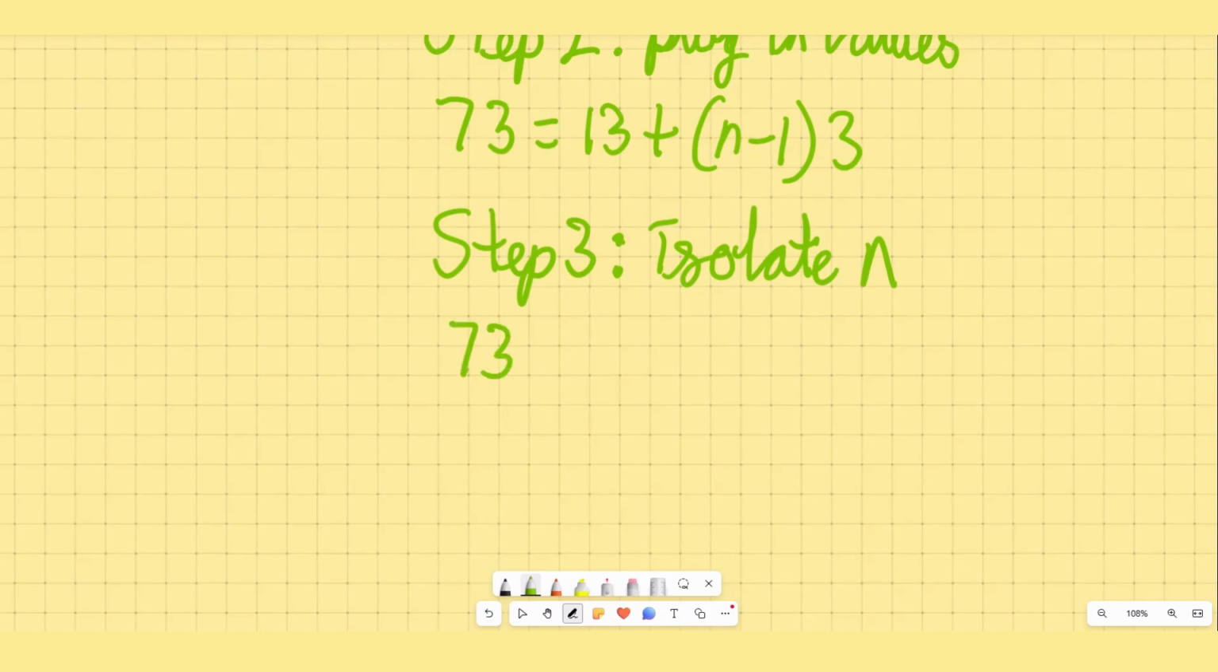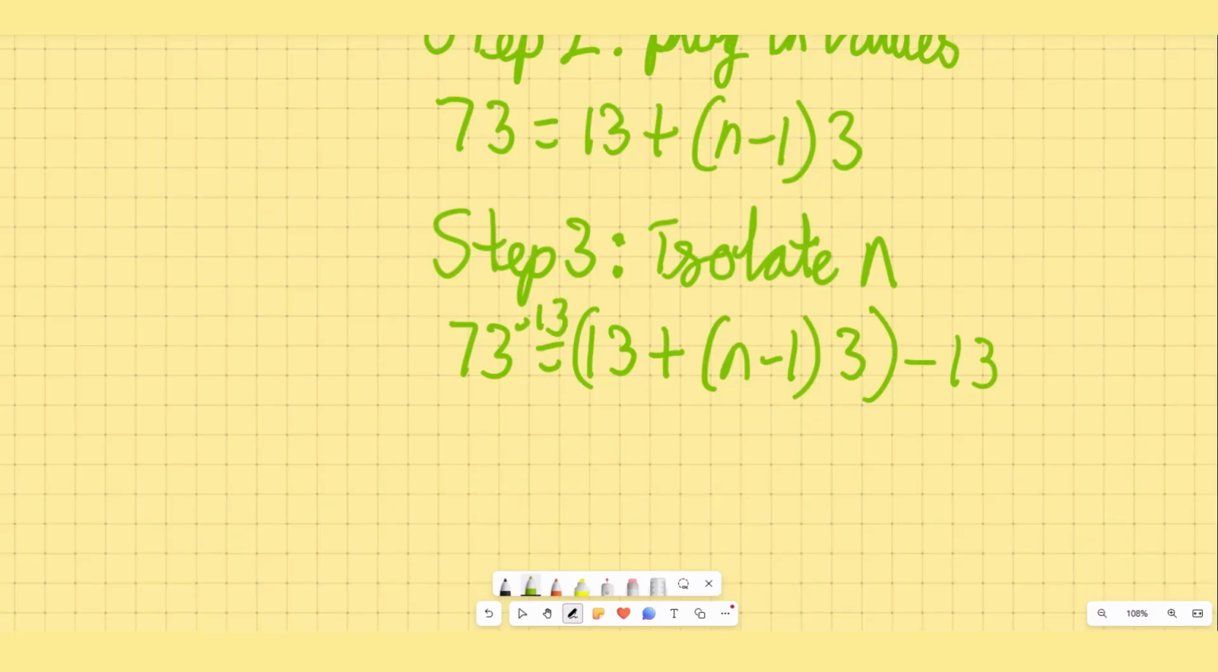So let's rewrite this equation. 73 is equal to 13 plus n minus 1 times 3. We subtract 13 from both sides. Since positive 13 and negative 13 cancel out, it'd be 60 equals n minus 1 times 3. Now that we have this, we're going to divide both sides by 3.